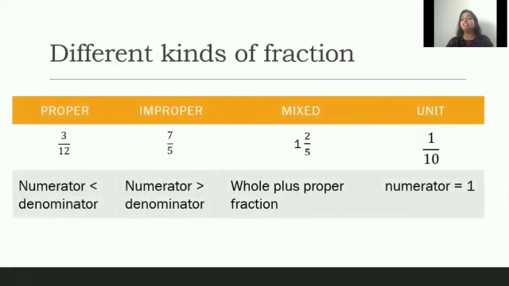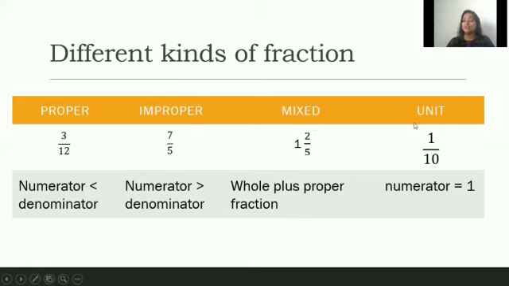Let's understand the different kinds of fraction. Look at this, proper fraction. If the numerator is less than the denominator, then it is called a proper fraction. If the numerator, that means the upper written number, is greater than the denominator, then the fraction is called improper. Mixed fraction: when you have one whole number and a fraction together, a whole plus a proper fraction is called a mixed fraction.